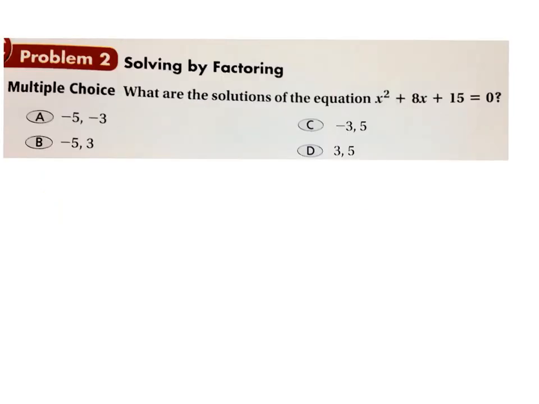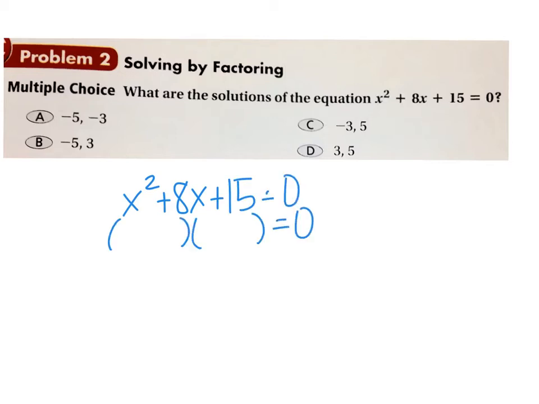Here's a multiple choice question, good ACT practice. You've got a quadratic equation and you need to figure out what the solutions are. So when you're trying to solve a quadratic equation, meaning my biggest exponent's the 2, you're going to first try to factor. So take that quadratic, x squared plus 8x plus 15 equals 0, and factor the left-hand side. Okay, so what multiplies to give you 15 but adds to give you 8? How about 5 and 3?